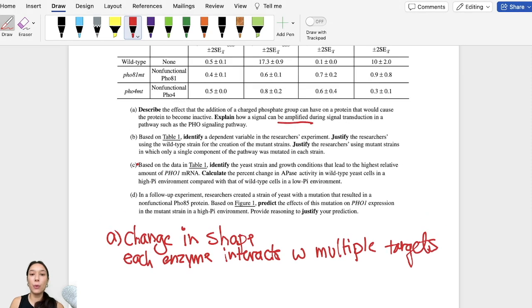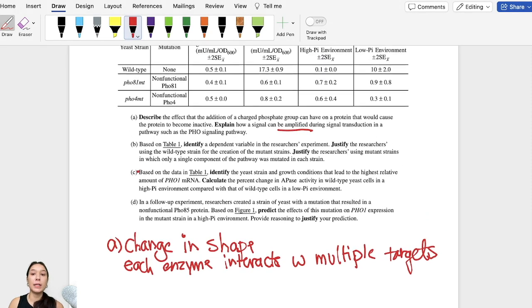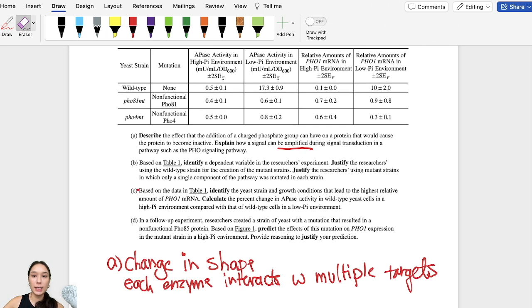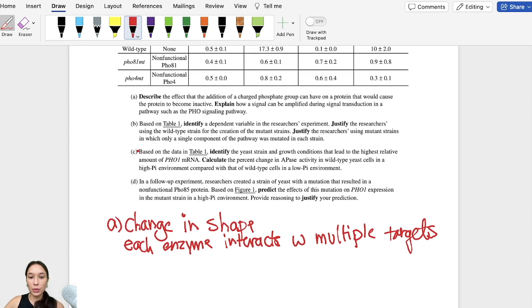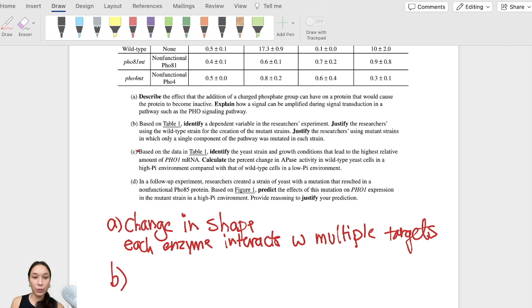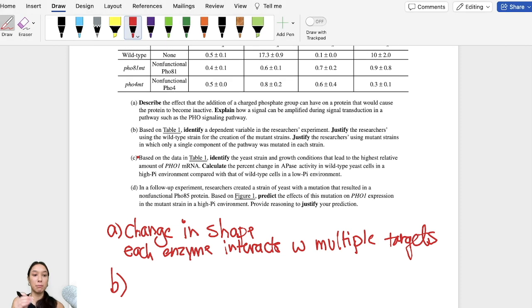Okay, so for B, it's addressing the table. So this says, based on table 1, identify a dependent variable in the researcher's experiment. Okay, there's more to this, but we'll start off with that first question. So again, this is just going to come down to your ability to read these tables and understanding what an independent and a dependent variable is. So your dependent variable is always going to be what's being measured. The independent is what you're changing, the dependent is what's being measured.